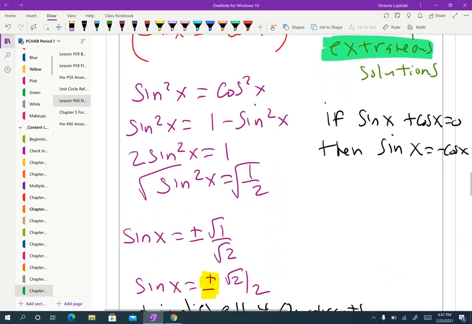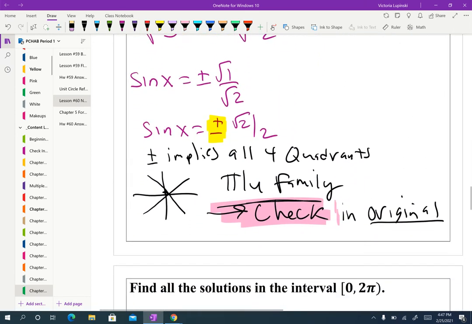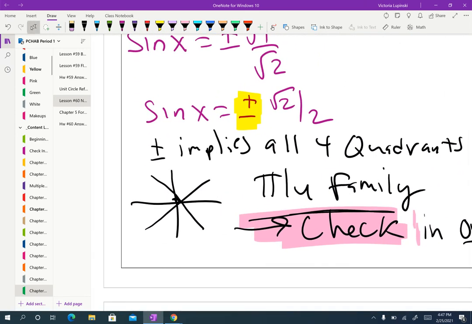So think about the 4 quadrants. In order for them to be exact opposites, one of them has to be positive and one of them has to be negative. So of the 4 quadrants, which of the 4 quadrants has 1 positive value and 1 negative value? Well, that would be in quadrant 2 and in quadrant 4. So those are the only places that I'm going to find my solutions. Again, quadrant 2 and quadrant 4.